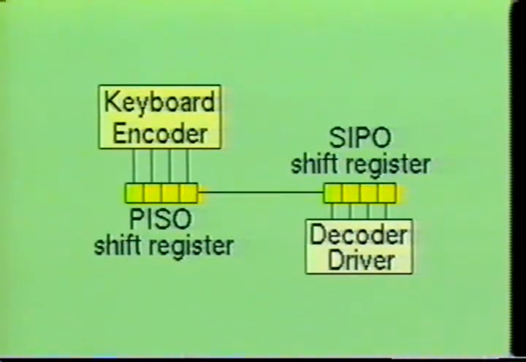Here we see a simple circuit consisting of a keyboard encoder circuit, 2 shift registers, and a decoder driver. Note that the first shift register, a parallel in, serial out, receives data from the keyboard encoder in parallel, then transfers the information in serial to the next shift register. This register is a serial in, parallel out device. The serial in, parallel out shift register receives the serial data, then transfers the information in parallel to the decoder driver device. To better understand how these registers are able to convert from parallel to serial, and vice versa, we will examine the register circuit.